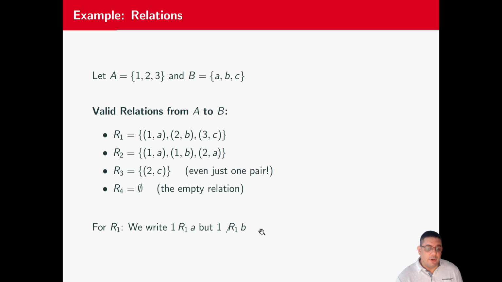Notice that for R1, we can write that 1 is related to a, but 1 is not related to b. We can see that here because essentially there's not a pair (1,b). In the same fashion, 2 is not related to c, but 2 is related to b.